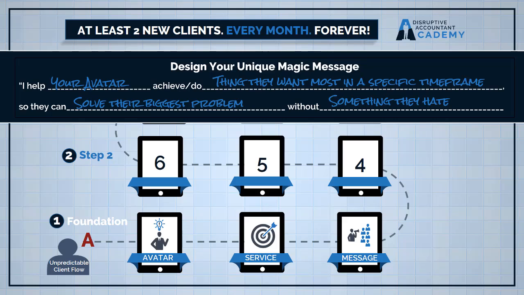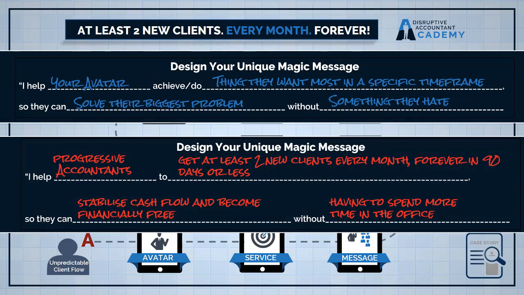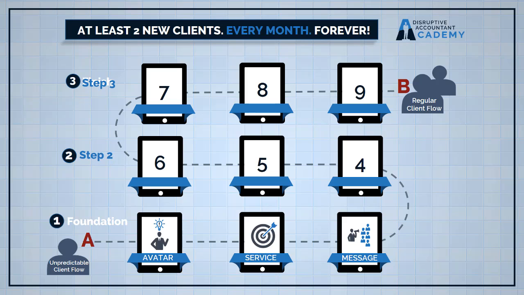Now, I know that sounds like a bit of a mouthful, so let me show you my magic message that resonated so strongly with my ideal client. I help progressive accountants to get at least 2 new clients a month forever in 90 days or less so that they can stabilize cash flow and become financially free without having to spend any more time in the office. Now that completes the foundational step, which of course is the first part of the signature solution.